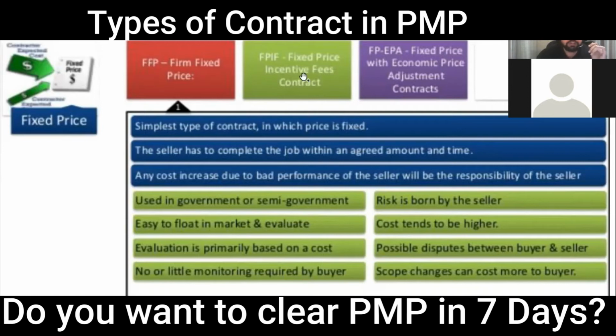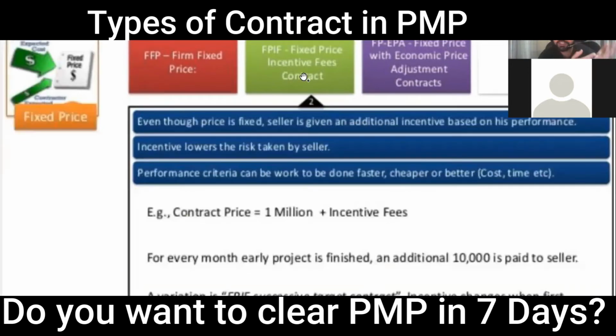Then we have fixed price incentive fee. As I discussed, in fixed price you add incentive. If he does work earlier or in better quality, you give him some incentive and that incentive is agreed. In this way, the risk is less for the seller as compared to firm fixed price. In firm fixed price, all the risk is on the seller. But here, since he can get extra money, there's an incentive, so the risk is a little less.